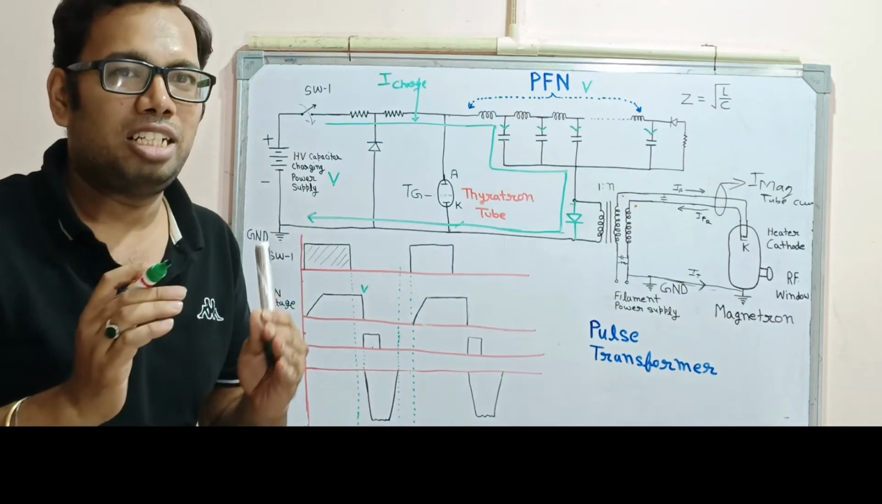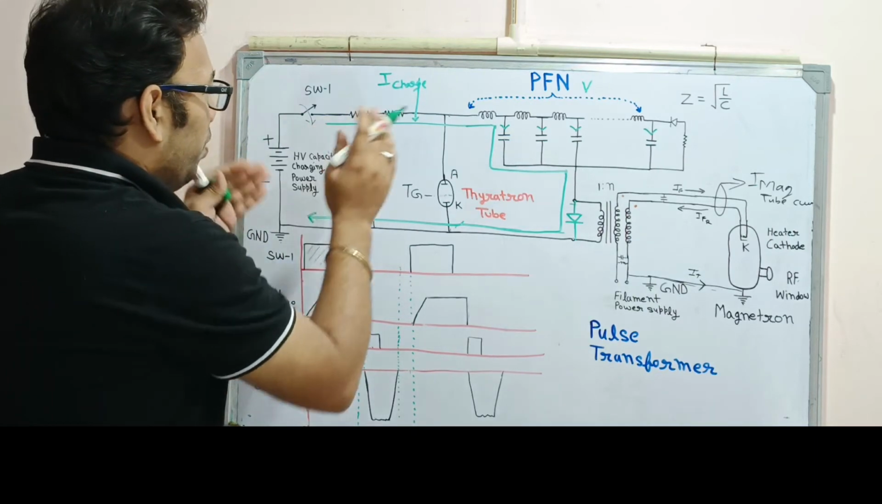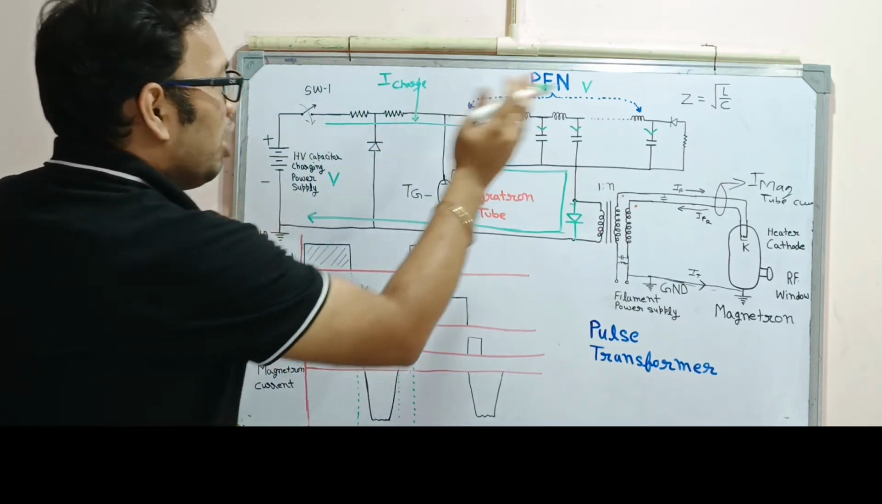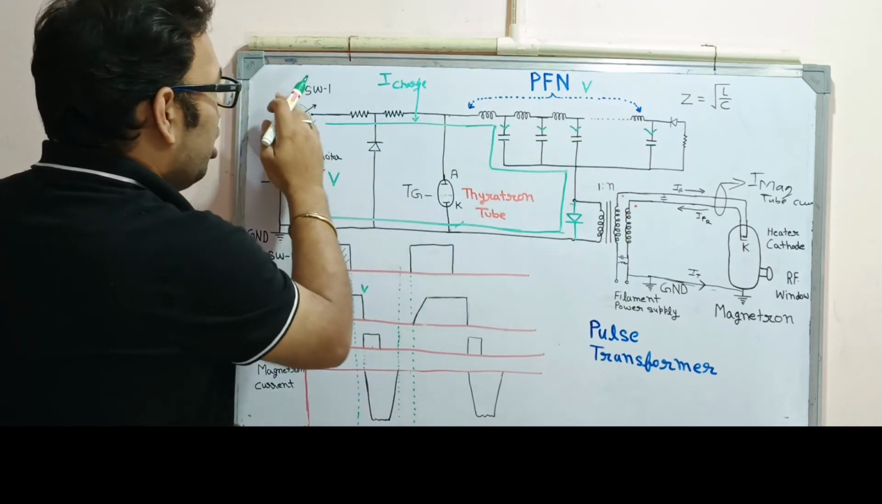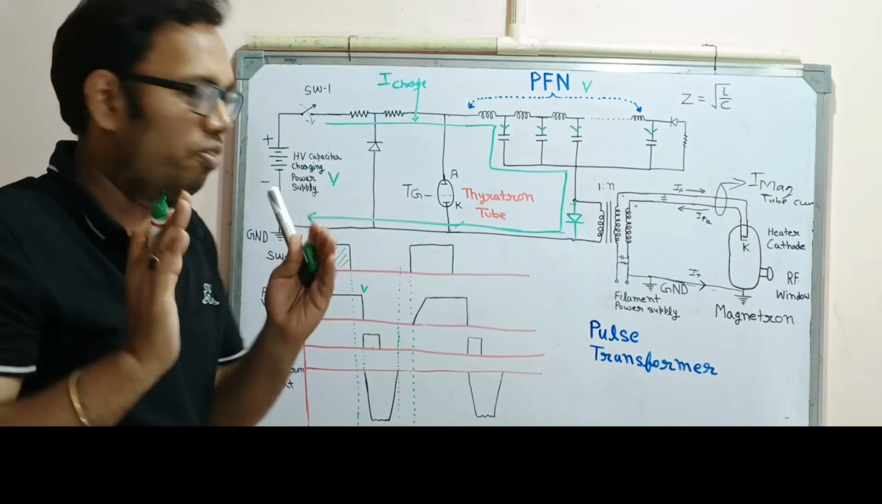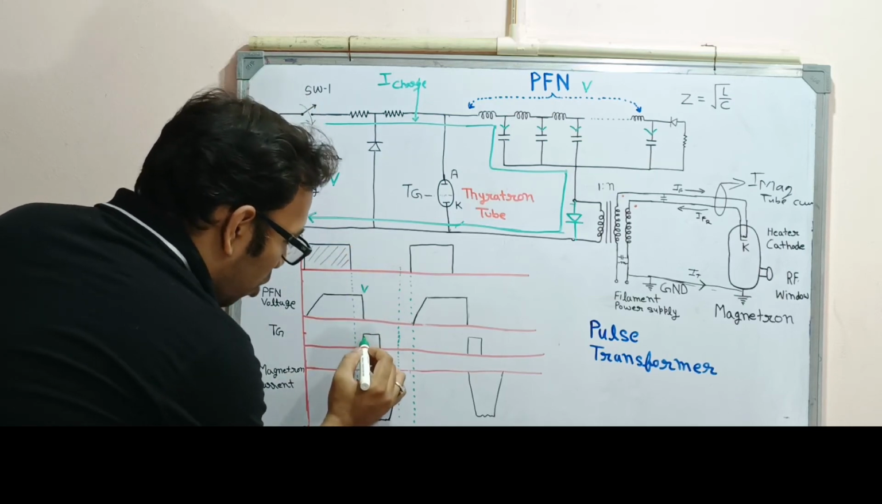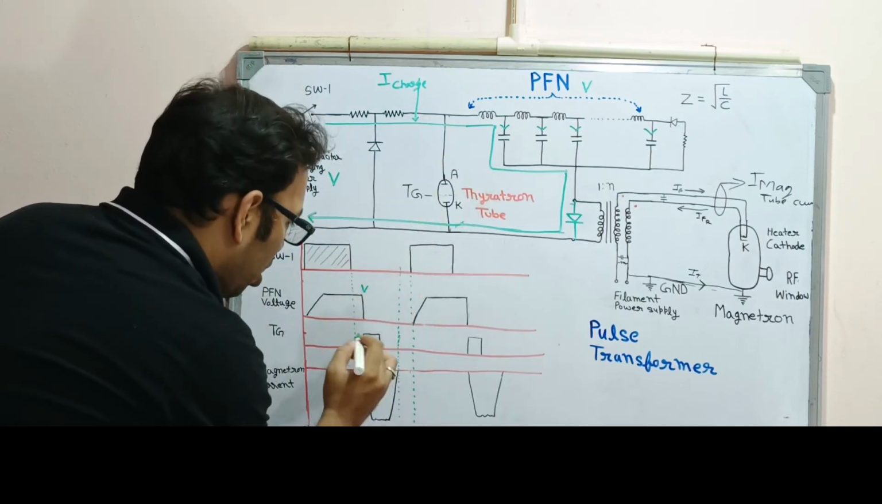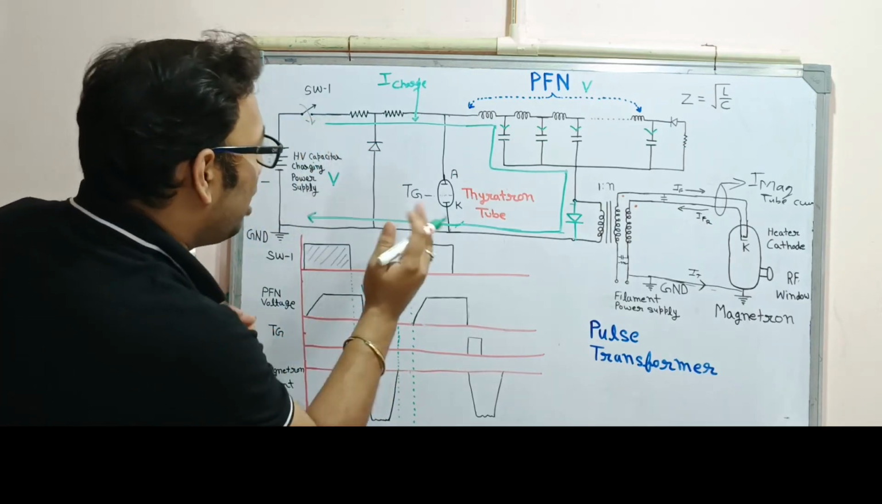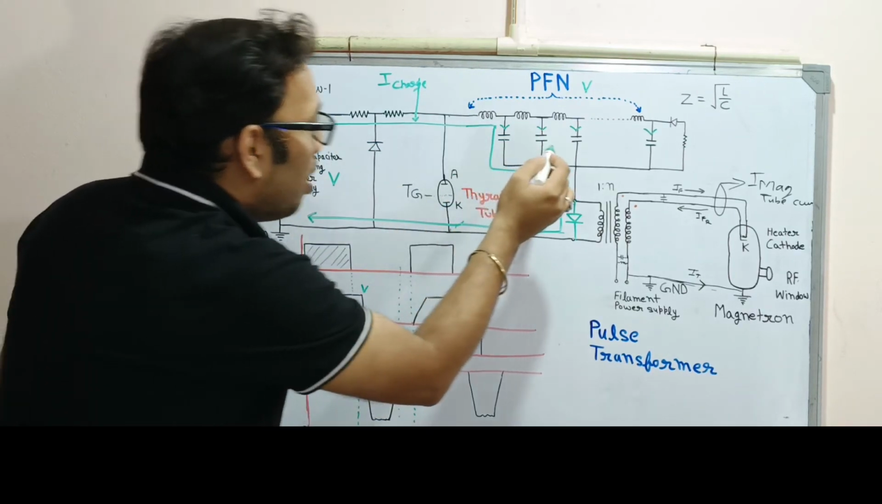To avoid this conflict, we have to put in the interlock, so that whenever I trigger this thyratron, this switch should be in the off condition. So this switch is off, if you see from this graph. Now this thyratron is just on. So when the thyratron is just on, what will happen?